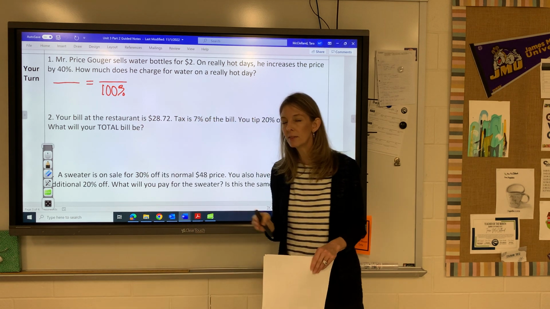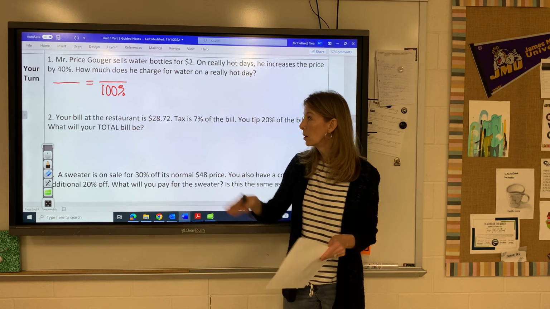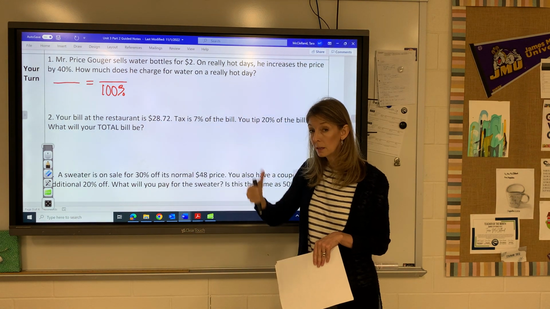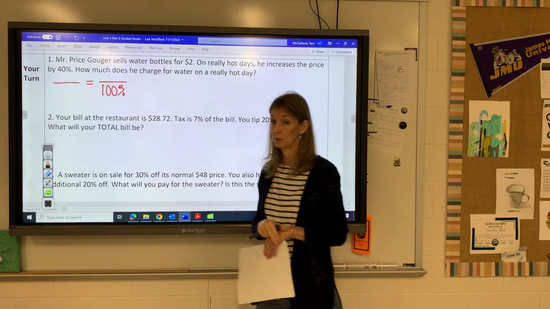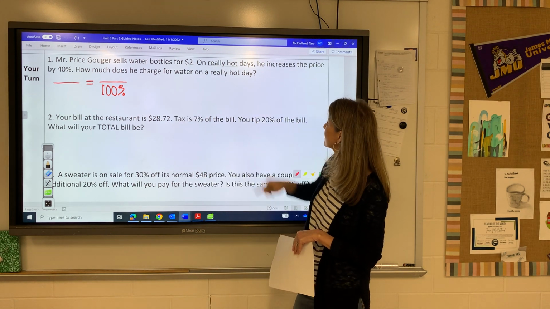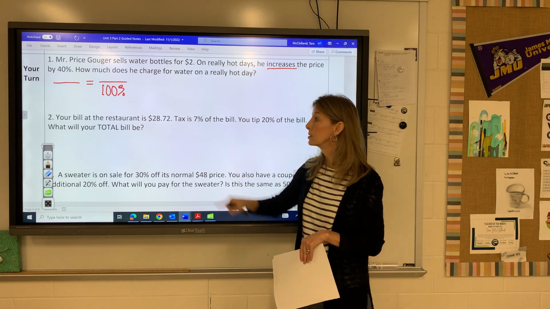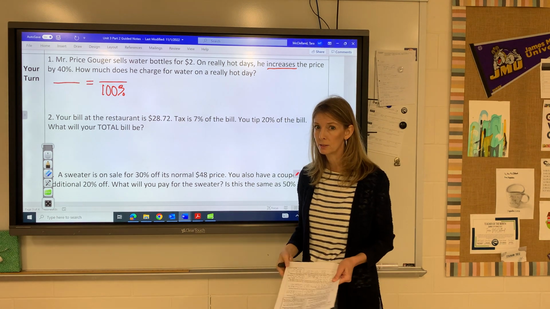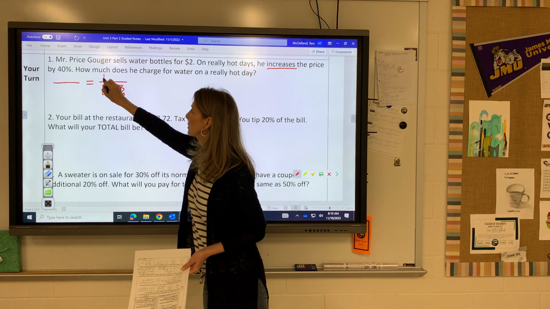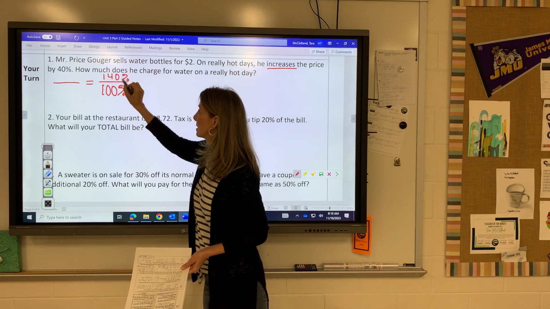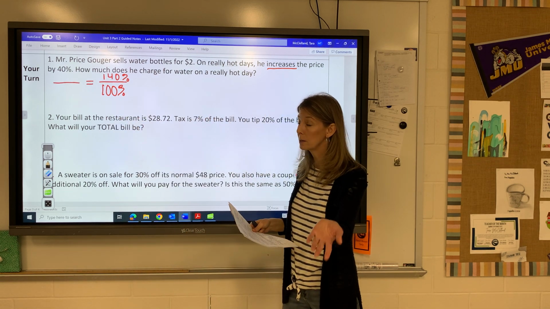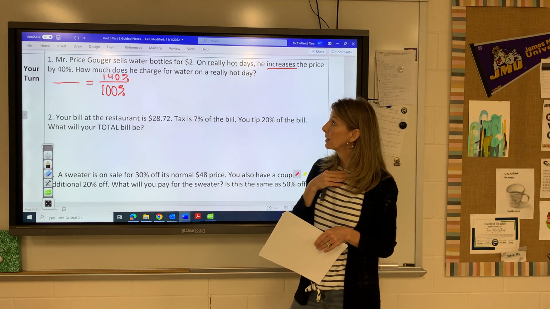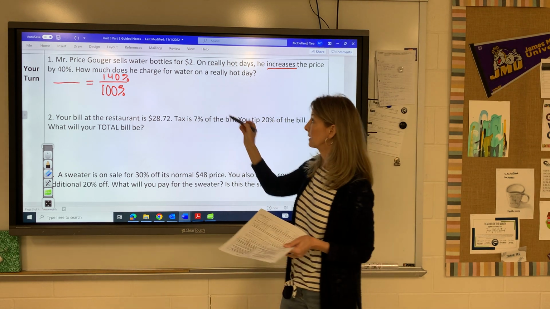All right, now let's think for a second. Is this a problem that's a discount, where we're gonna have less than 100% on top? Or is this a problem where it's a markup, we're gonna have a greater than 100%? Well, it tells us that he increases the price, so we know this is gonna be more than 100%. And he increases it by 40%. Man, he's charging a lot. So he's charging not just the full price, but he's charging you 140%.